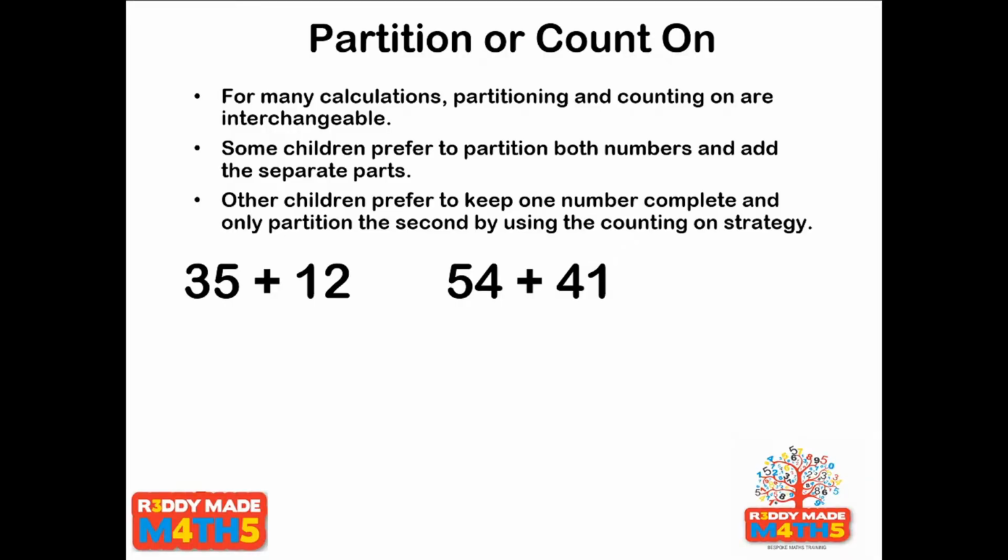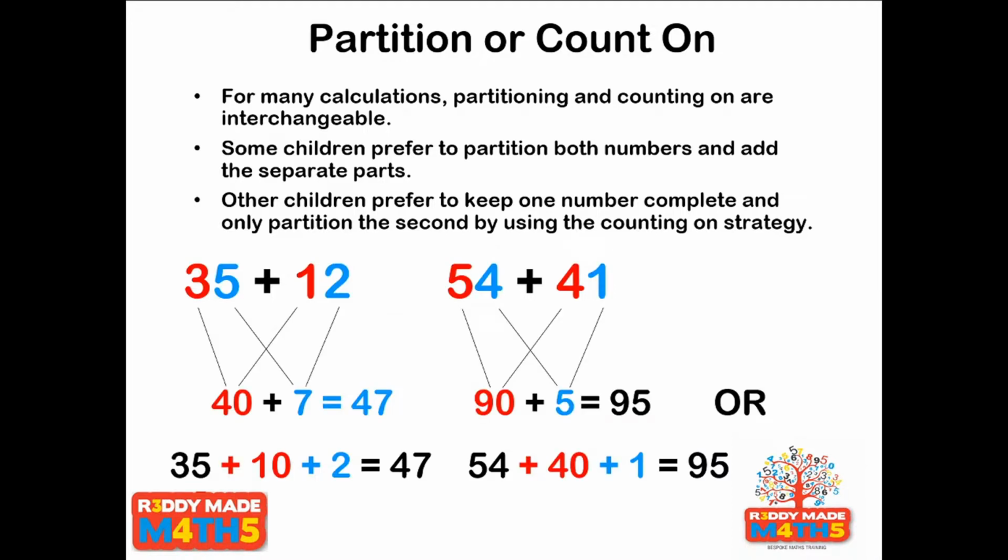As we've just seen, partitioning and counting on for simple calculations, especially with 2-digit numbers, can generally be completely interchangeable. Some children prefer to partition. They'll take, for example, 30 and 10 to make 40 and 5 and 2 to make 7 and just put the 2 together. Other children prefer to count on. They keep the 35 as the whole number, count on the 10 to make 45 and add the 2 to make 47.